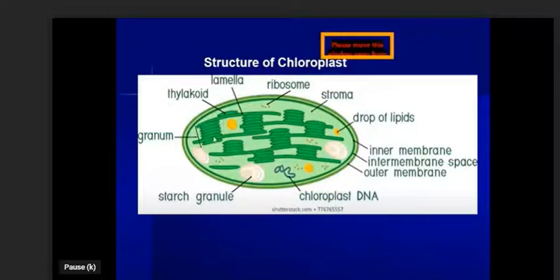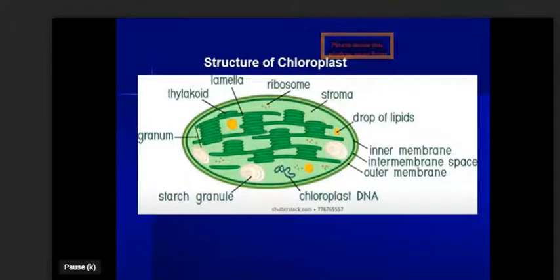The light reaction is the conversion of light energy into chemical energy, and the site for the light reaction is the granum. The stroma is the site for the dark reaction. The dark reaction is where the carbon dioxide is converted into glucose, or C6H12O6. So in the chloroplast, two important parts are the granum and the stroma. Granum is responsible for the light reaction, and stroma is for the dark reaction.